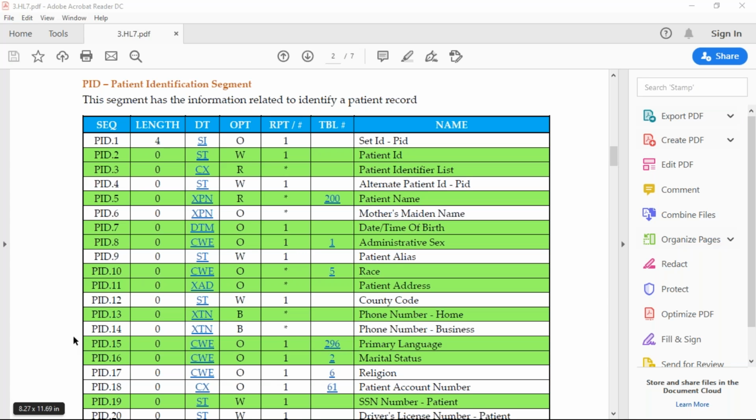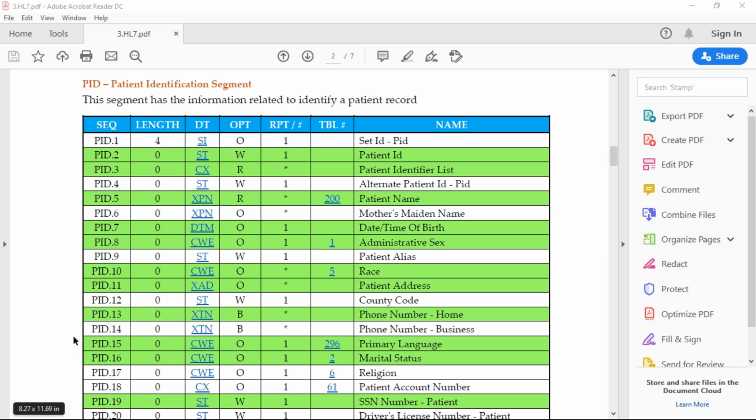Next we have PID 5. PID 5 is patient name. As the name itself suggests, we'll have the entire patient name here. It could be first name, last name, and middle initial, suffix, prefix. Everything is sent in PID 5. And then PID 7 is date of birth. The date of birth of the patient will be sent in PID 7. And PID 8 is gender. We send the gender information in PID 8.